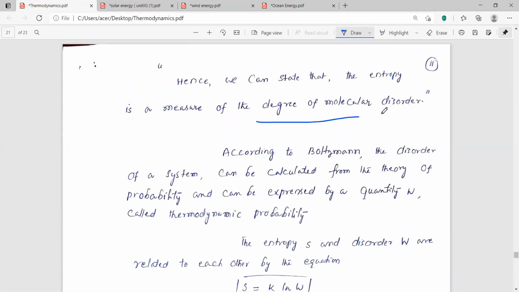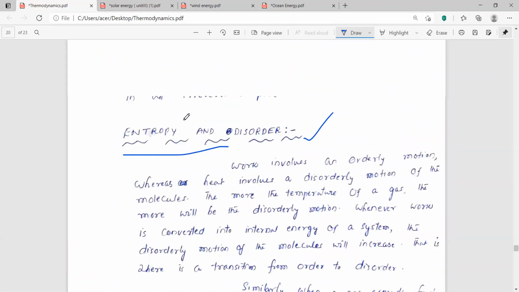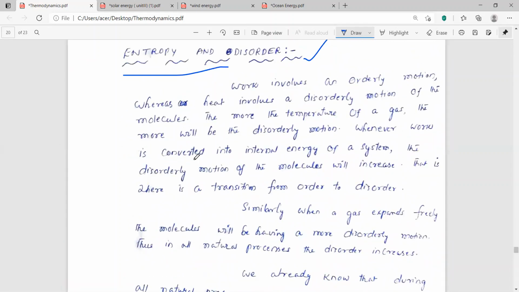the degree of molecular disorder. Entropy is a measure of the degree of molecular disorder. That means if a system makes a transition from an orderly position to a disorderly position, then the entropy of that system increases.